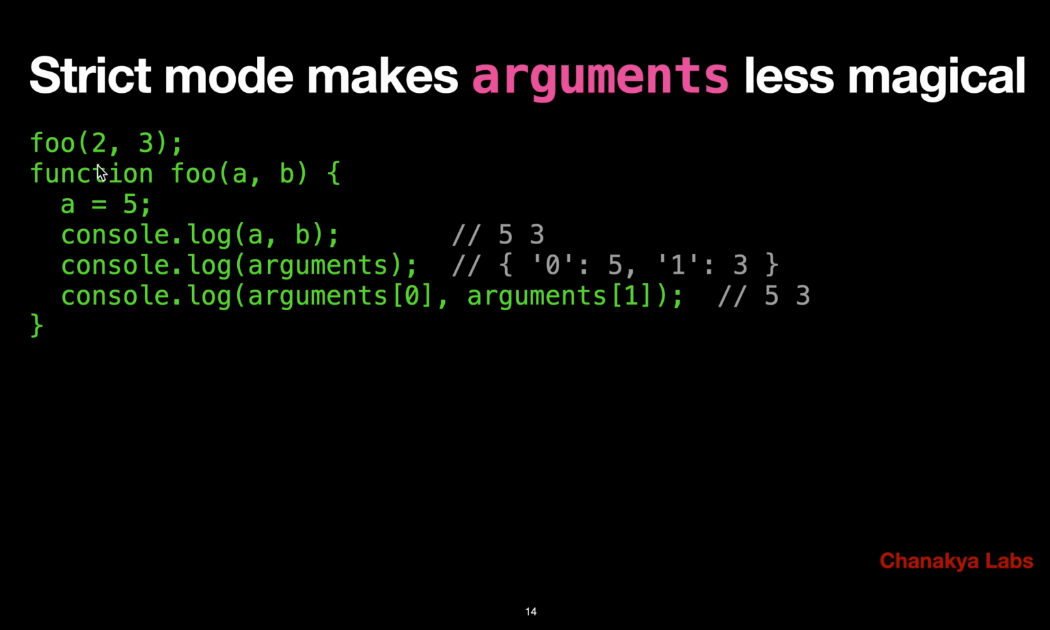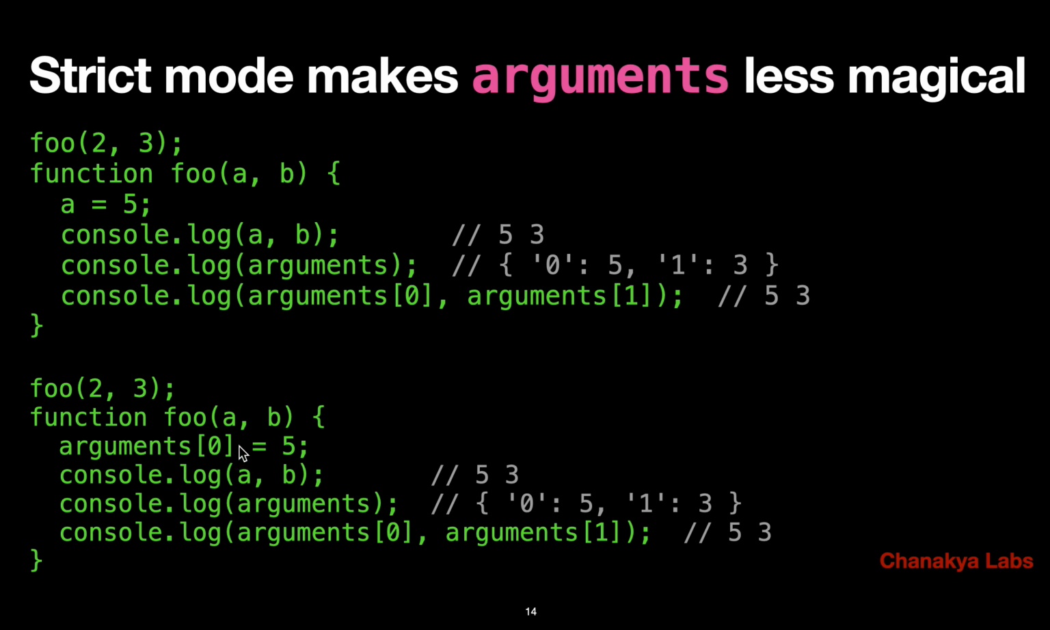So for example, 2 3, so A is 2, B is 3, but now let's say I assigned A to 5. So A is 5 and B is 3, that is fine, but you see that automatically arguments is also changed. Earlier, if you would have printed arguments here, you would have got 2 and 3, but now you are getting 5 and 3, which means that if you changed A, automatically arguments[0] is also changed. Similarly, if you change B, automatically arguments[1] will be changed. This is not what you want.